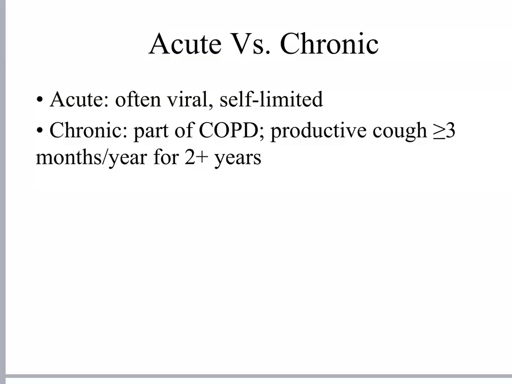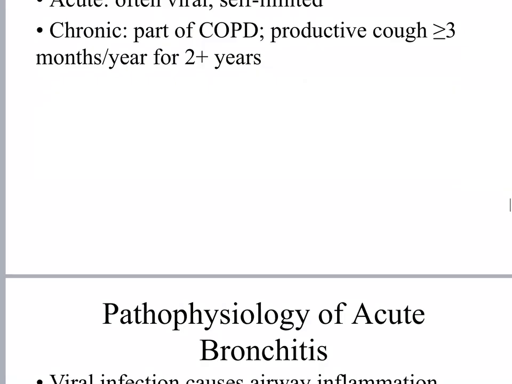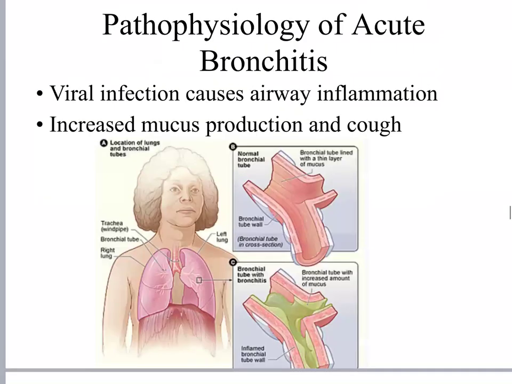And then there's chronic, which is actually under the COPD umbrella. And this requires a productive cough for 3 or more months out of the year for 2 years. So we'll dive more into chronic in a minute. The pathophysiology of acute bronchitis. So, a viral infection causes airway inflammation, and this causes increased mucus production and cough.